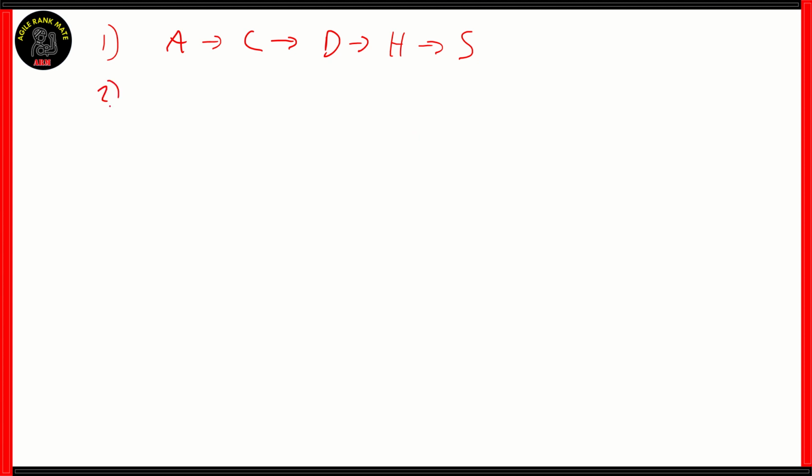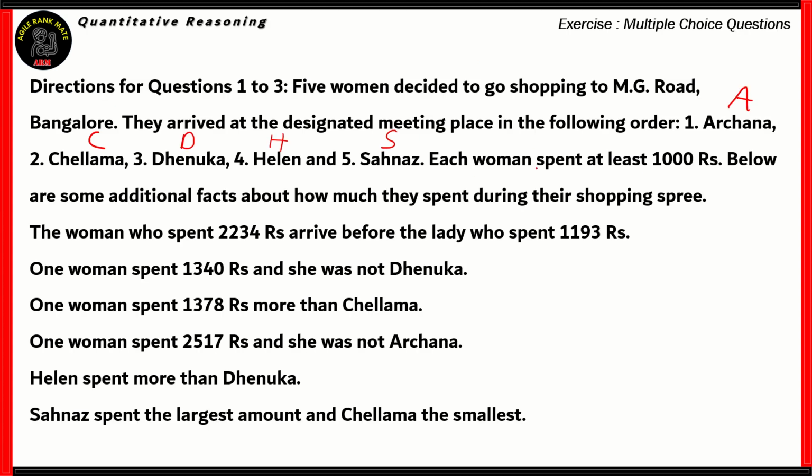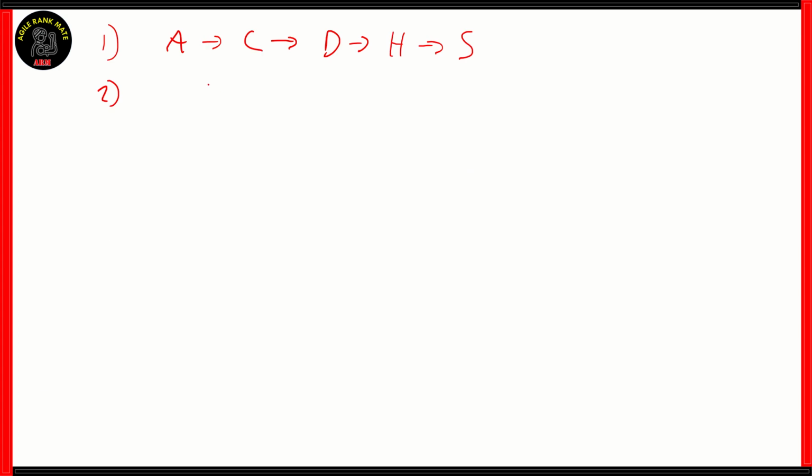The second clue that was given to us is that the minimum amount that each woman is obliged to spend is 1,000 rupees. So each woman spent at least 1,000 rupees. So the minimum value spent by the five women has to be greater than or equal to 1,000 rupees. Whatever value of goods that they have shopped, it has to be greater than 1,000 rupees for each one of them.